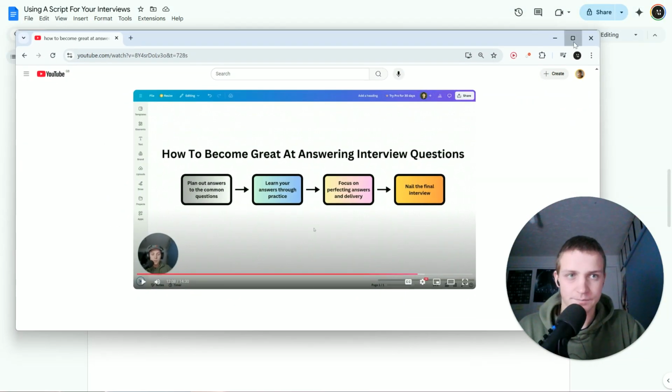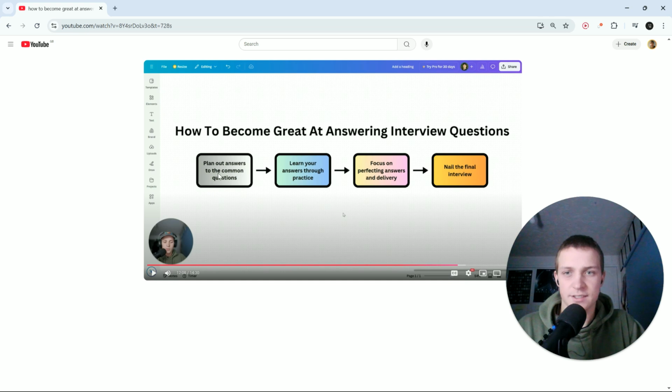You plan out the answers to the common questions. This is the scripting process. You either write a full script or bullet points, whatever. You're just writing stuff down to prepare yourself for the common questions. There's a whole list of common questions which I show my students, like why did you apply to this role?